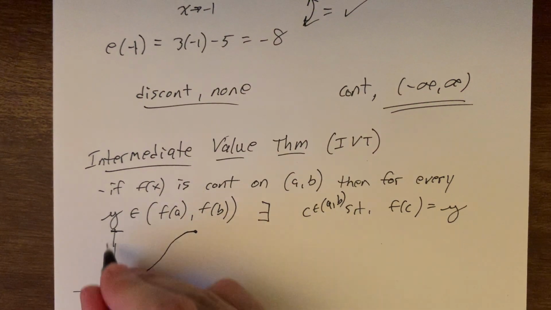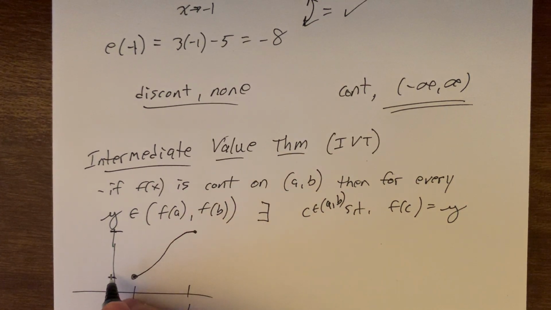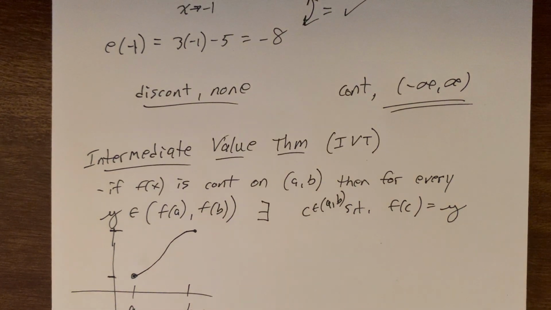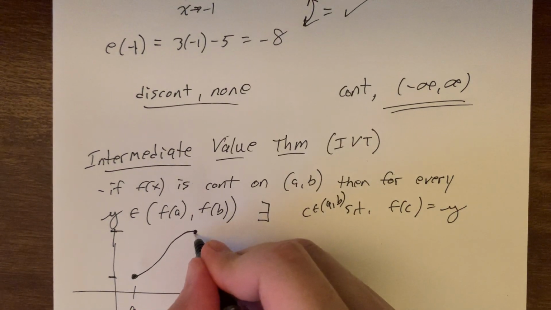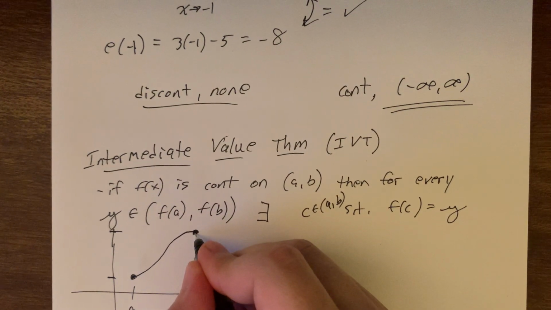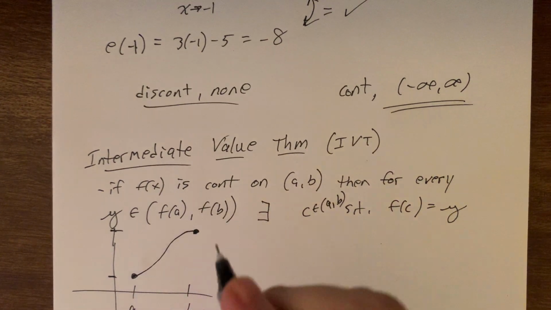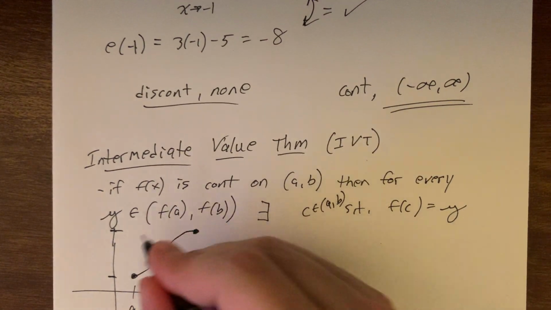So that's why this is a little messy here, but it'll serve our purposes. It doesn't matter what y value you pick in between here. There is an x value in between here that will hit it. It has to. That's the idea of continuity. How do you get from here to here in a connected continuous fashion unless you hit all the y values in between?